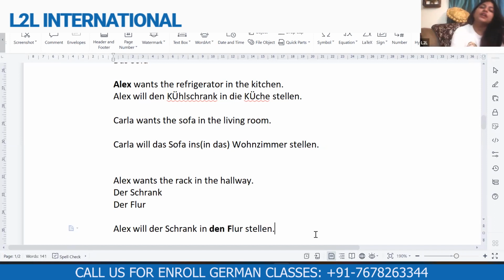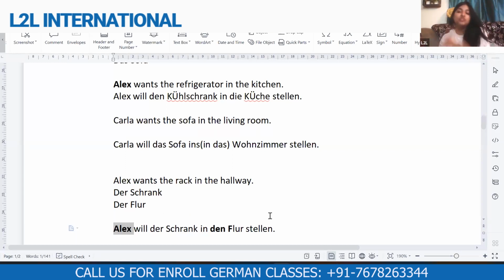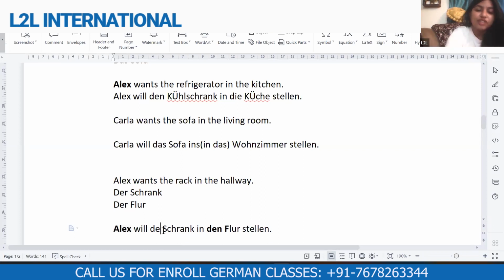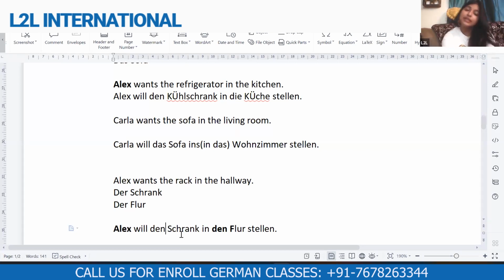Similarly, because of this in, this changes to den. Now we also have an accusative object in the sentence. The object is Schrank because Alex is a nominative subject. So Alex wants to keep the rack. So rack will become our accusative object. That's why it will change to den. So there are two reasons for den. One is changing because of the preposition in, because it's taking accusative. The other noun, the other object, is changed, or we have used accusative here because it's a direct object. So don't think that both of them are direct objects. No, one is a direct object.